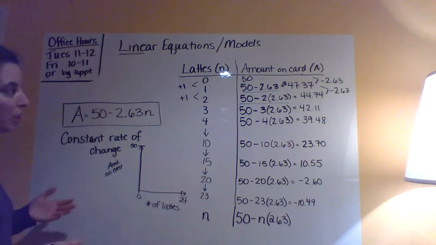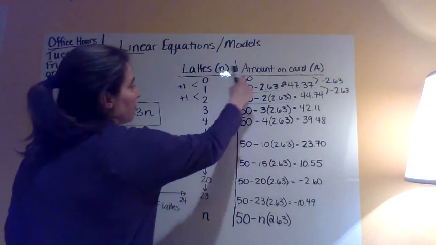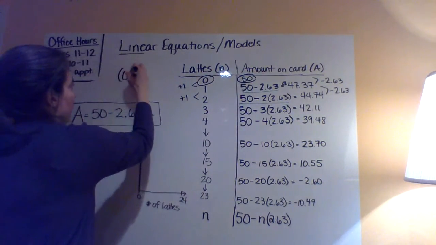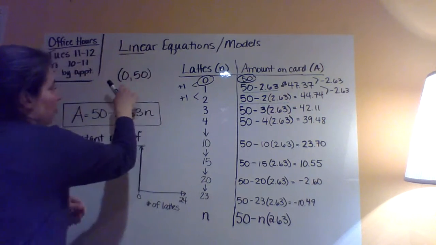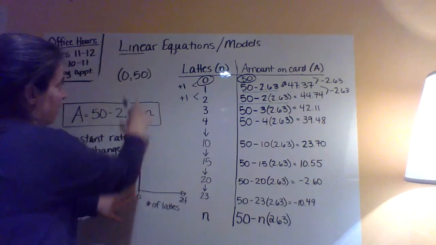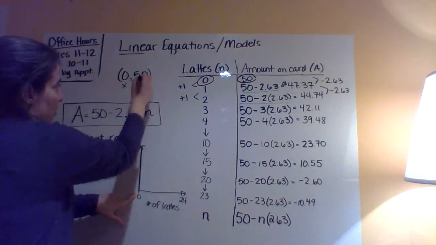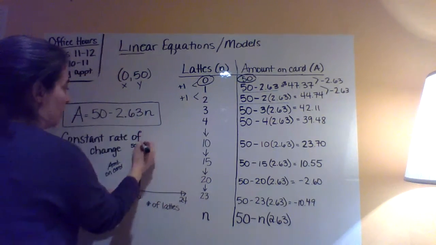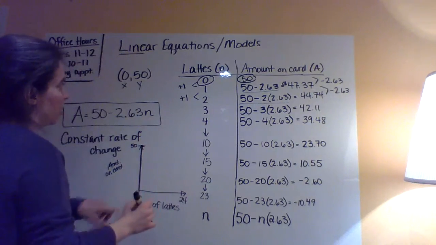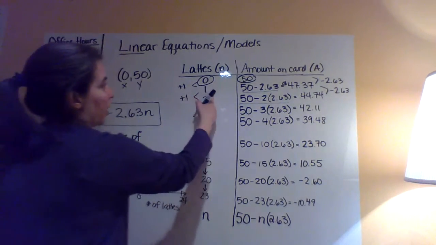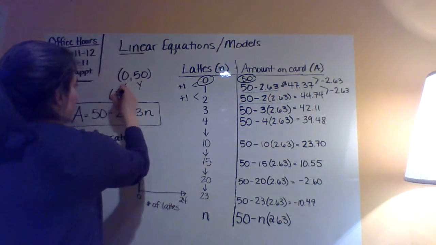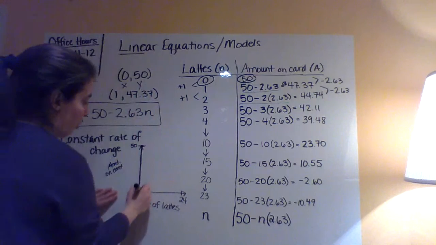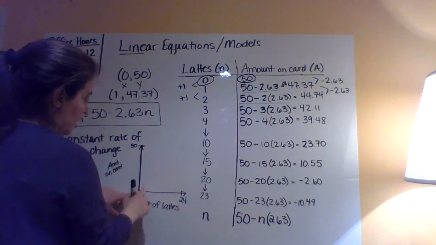And then each of these is a point. So (0, 50) goes together. Think about graphing. This is my x value. This is my y value. So I start here. I don't go left and right at all. I just go up to 50 and put a point there. Then my next point is (1, 47.37). So I go over to 1, and then I go up.